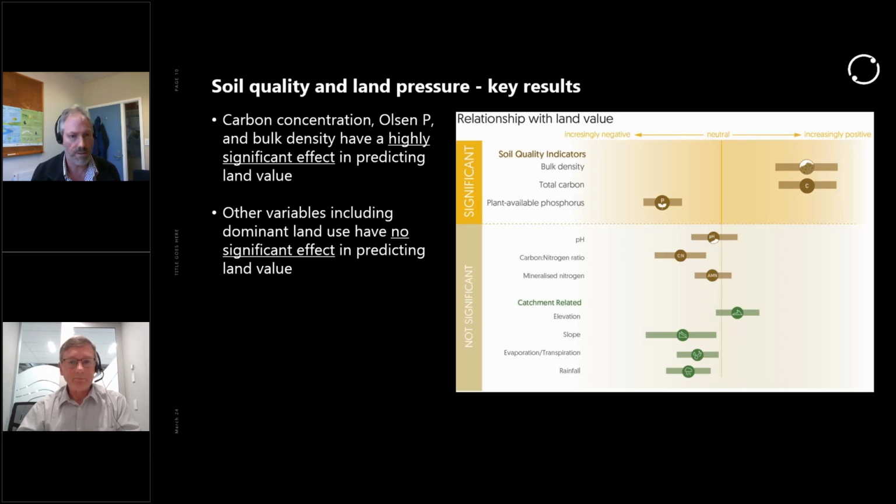Good, thanks, Stephen. So I'm just going to give you an overview of some of the soil quality and land pressure results, particularly related to land value.